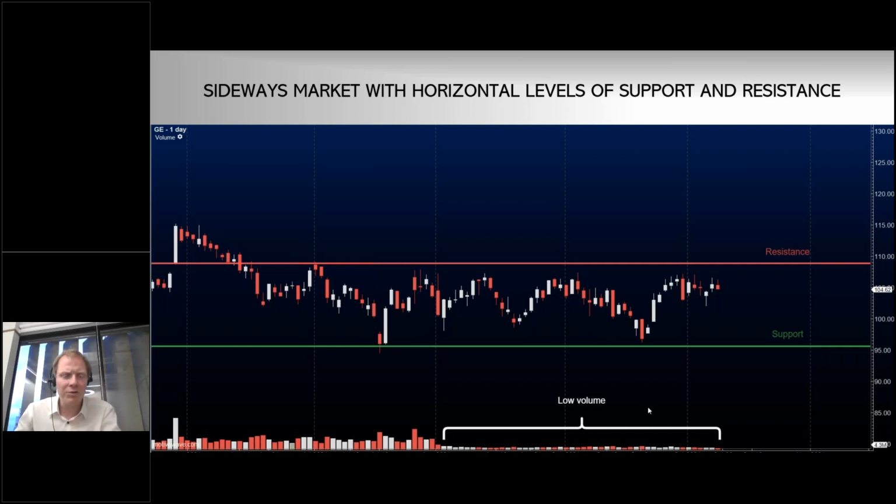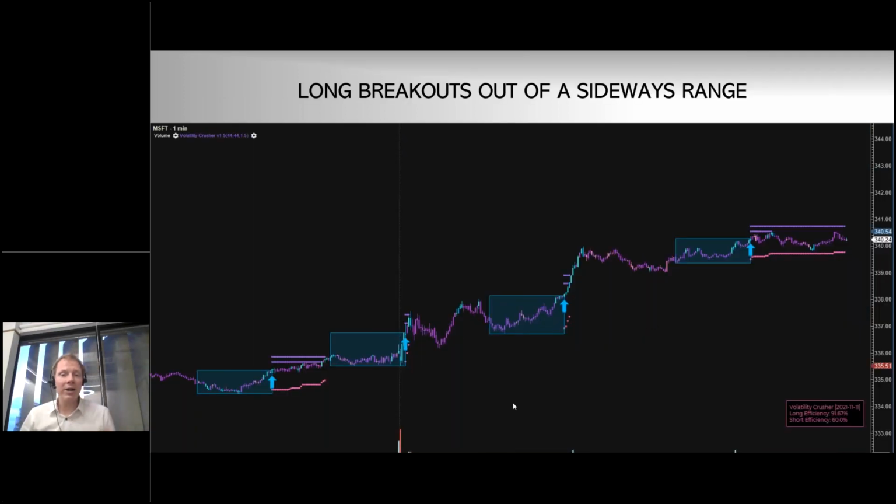Now, there's also different ways to trade the sideways market. One might take scalping entries when price approaches levels of resistance and go short, and vice versa when price approaches support, you might go long. That's one way to trade it. Another way to trade it is to wait for breakouts. When I say breakouts, I mean breakouts out of the horizontal channel.